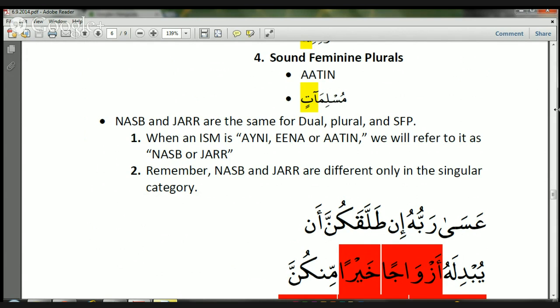That's only in which categories? No. Singular is the one which we don't do anything with. Which categories? Dual, plural, sound feminine plural. Okay? Dual, plural, sound feminine plural. So nasab and jar are only differentiated in which category right now? Singular. They're only differentiated in singular, yes.